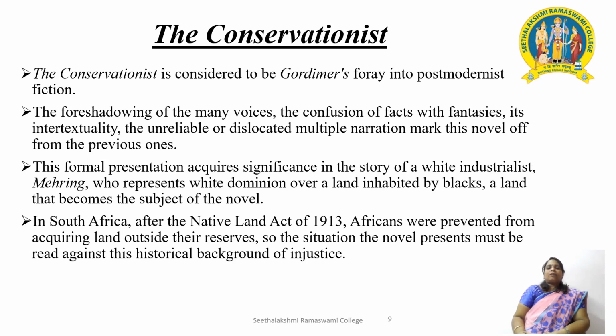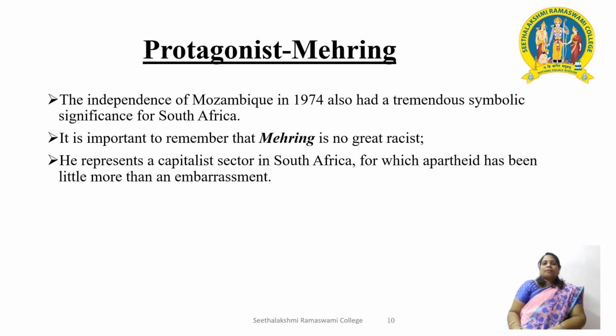In South Africa, after the Native Land Act of 1913, Africans were prevented from acquiring land outside their reserves. So the situation the novel presents must be read against this historical background of injustice. So as I said to you previously, intertextuality means the reference from historical events and from political activities. So intertextuality is apt as a reference for the novel. So let's know who is Mehring in this novel and what kind of role is played by him.